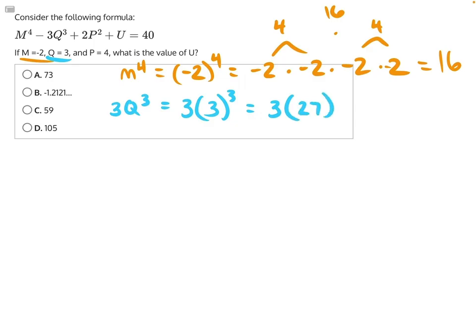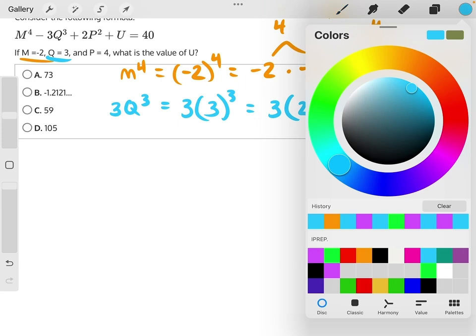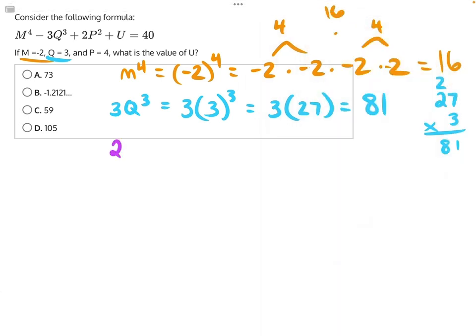Then we'll have 3 times 27, which we can do off to the side. 3 times 7 is 21. 3 times 2 is 6, plus 2 is 8. So this is equal to 81. Then we'll have 2p to the second, and p is equal to 4, so that will be 2 times 4 squared. And if we have our squares memorized, we'll know that 4 squared equals 16. Or if you forget, you can always just do 4 times 4, which is equal to 16. Either way, you'll get 2 times 16, and 2 times 16 will give us 32.